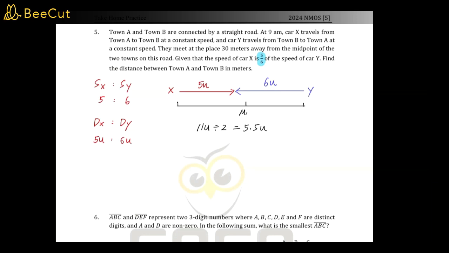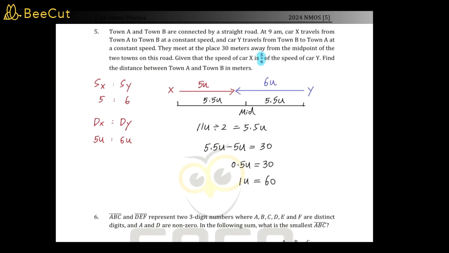So this is the midpoint. Now half of it is 5.5U. The remaining half is also 5.5U. So we know that the distance between this point and this point equals to 30 meters. This means that 5.5U minus 5U equals to 30. 0.5U equals to 30, so 1U equals to 60. Now, the distance between town A and town B is 11 units. So answer is 660.